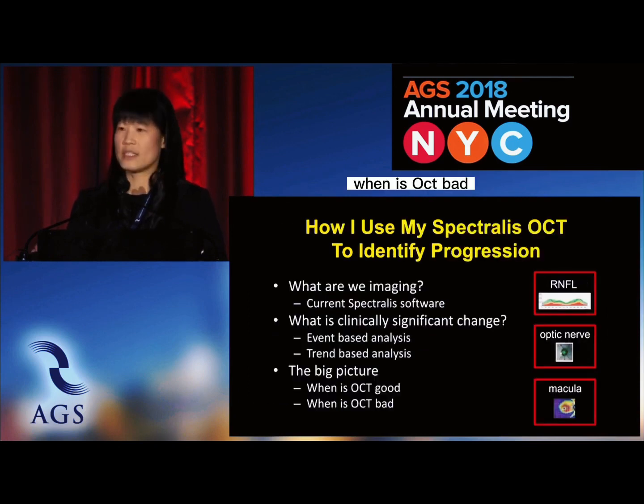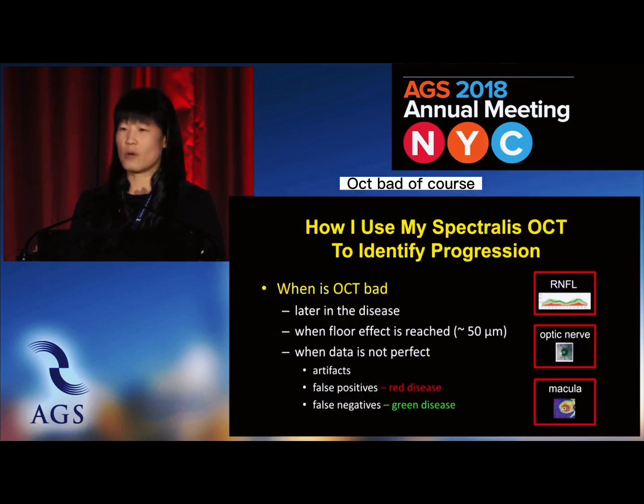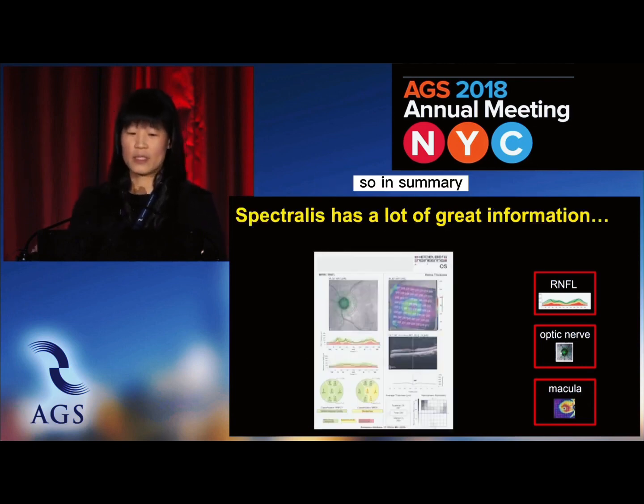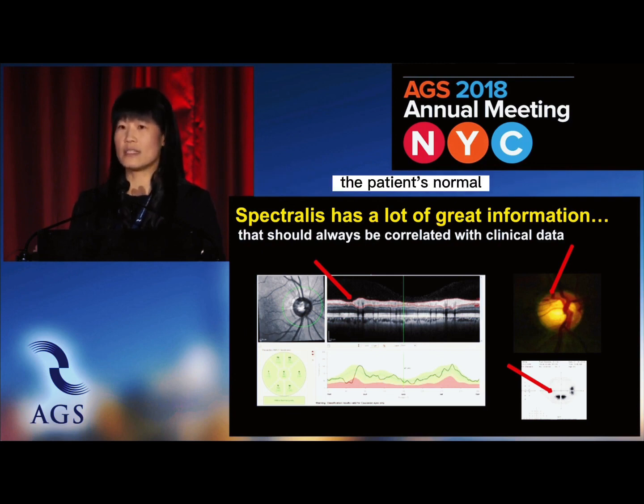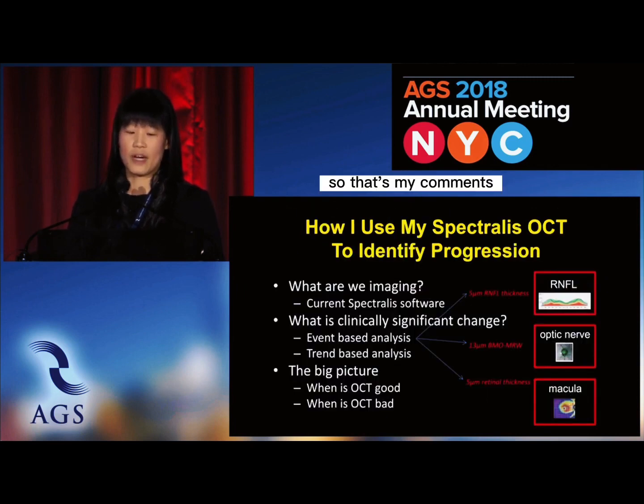When is OCT bad? OCT is bad, of course, later in the disease, when the floor effect has been reached and when the data is not perfect. So in summary, Spectralis has a lot of great information, but this great information should always be correlated with the clinical disease. And as in this example, when the OCT says the patient's normal, when in fact the disc hemorrhage and the visual field say otherwise. So that's my comments on Spectralis and progression.